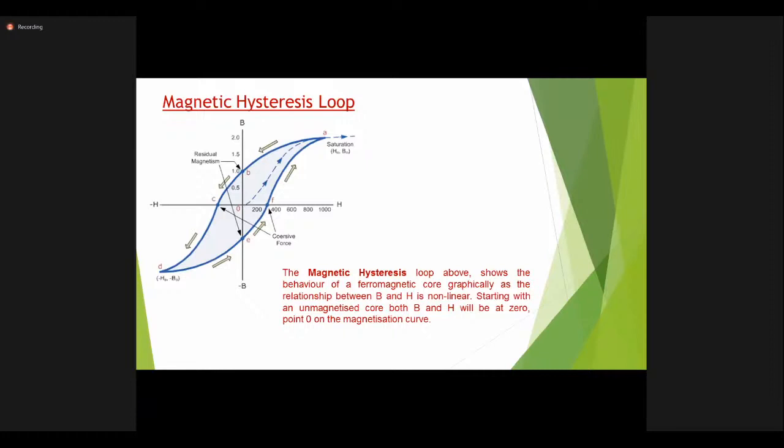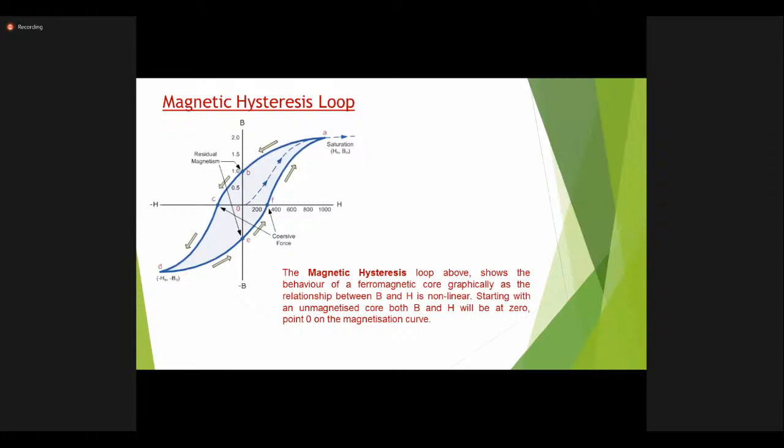At B, please see the point B. At B, the H value is 0. Magnetic field is 0. But is the B value 0? No. Magnetic induction is not 0. That means for a ferromagnetic material, even if you remove the external magnetic field, magnetization is still present in the material. This is called residual magnetism or remnant magnetization.